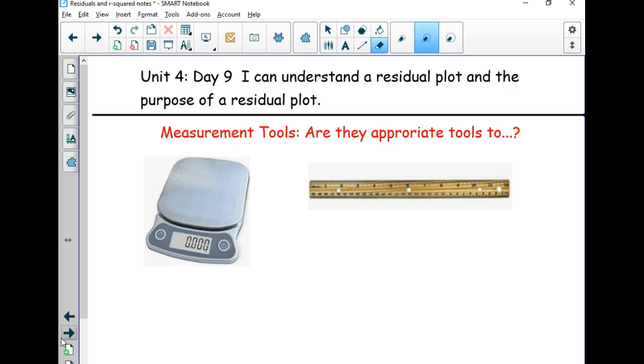So a residual plot tells us if there's something better out there. We're looking at that least squares regression line. We want to know, is it an appropriate measurement tool? And that's how we do it.